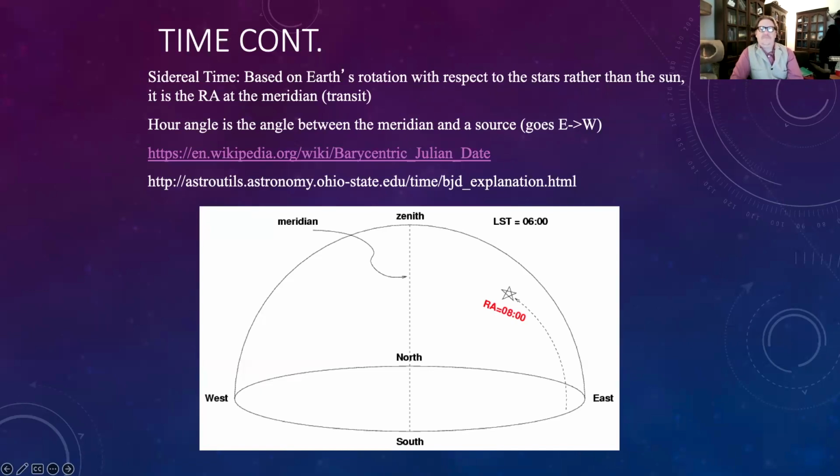Local sidereal time is taken as the right ascension that is currently on the meridian at that moment in time. So if you were standing outside at midnight and Vega was right on your meridian, then I believe, if memory serves, your local sidereal time would be 18 hours and 50 some odd minutes. And the hour angle is the angle between the object and the meridian.